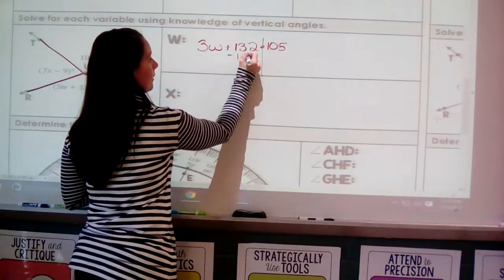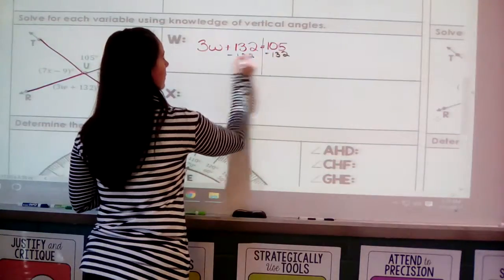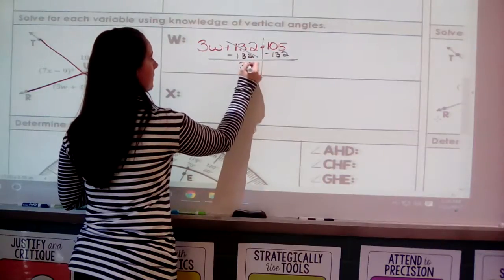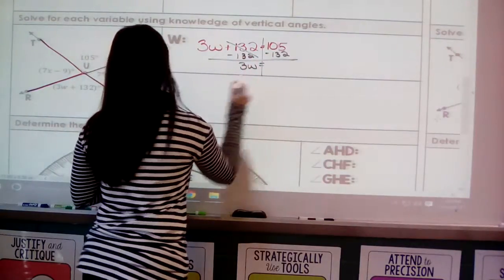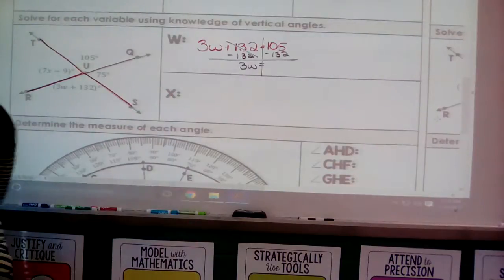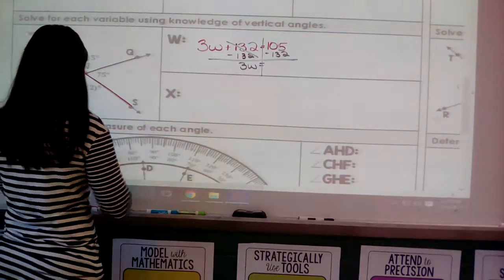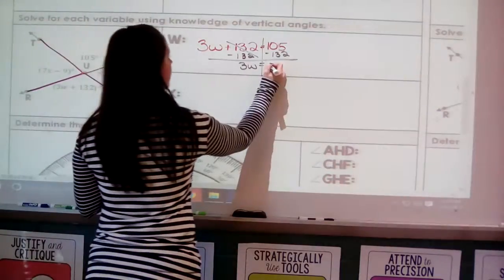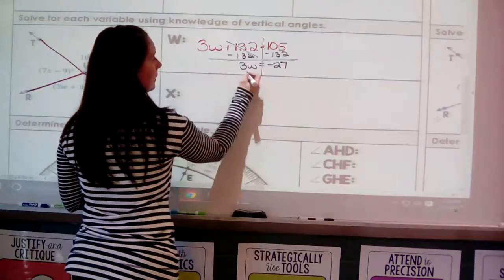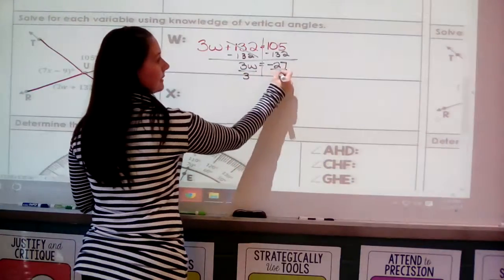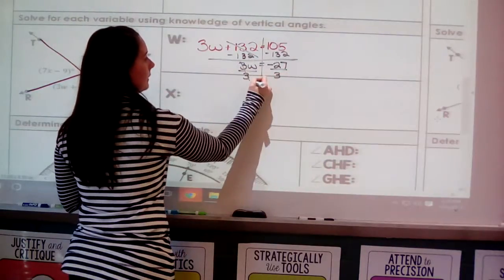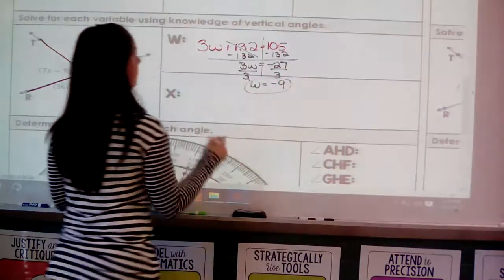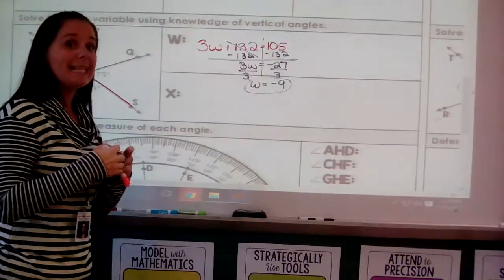So I want to subtract 132 first. So that leaves me with 3W equals negative 27. Now I need to get my W by itself, divide by 3. That leaves me with W equals negative 9. So my W is equal to negative 9.